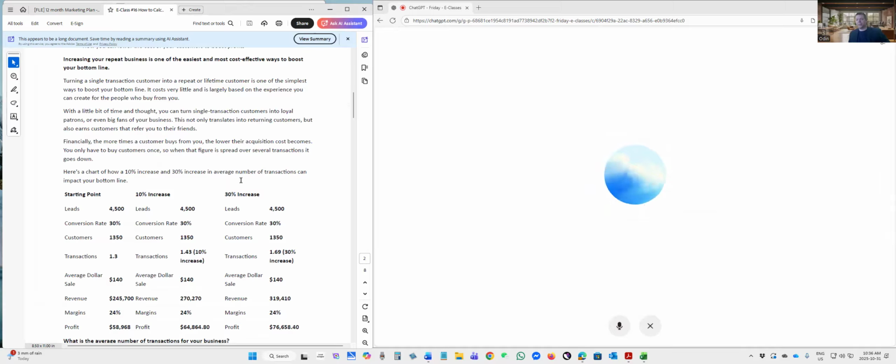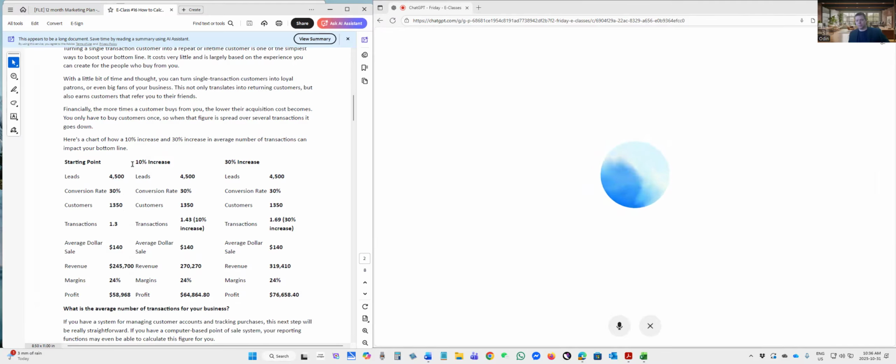Can you continue? Of course. I'll continue right where I left off. Here we go, starting from the chart. Starting point, leads 4,500, conversion rate 30%, customers 1,350. Just pause for a moment. All right, I paused there. That's about the first full page of the document covered. If you want me to continue reading more, just let me know and I'll pick up from there.